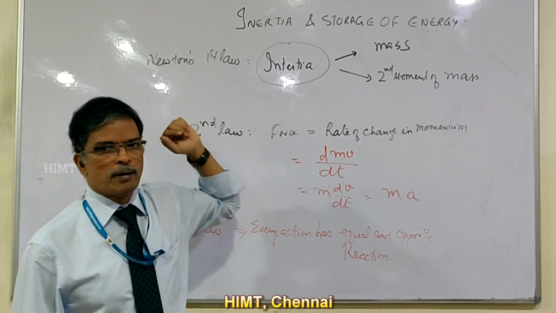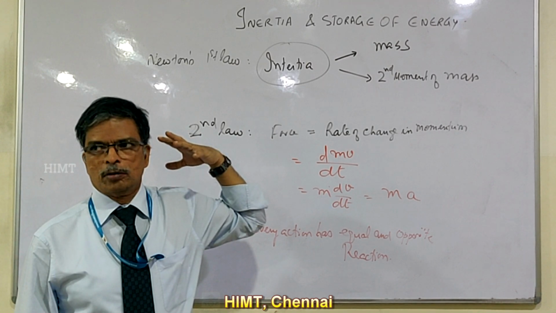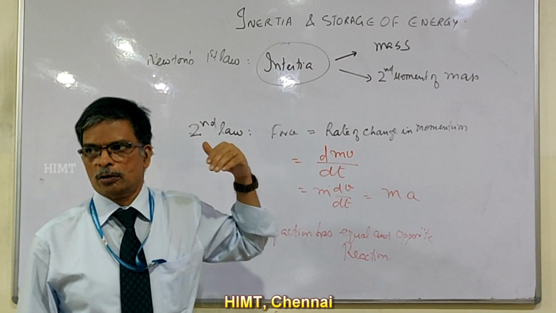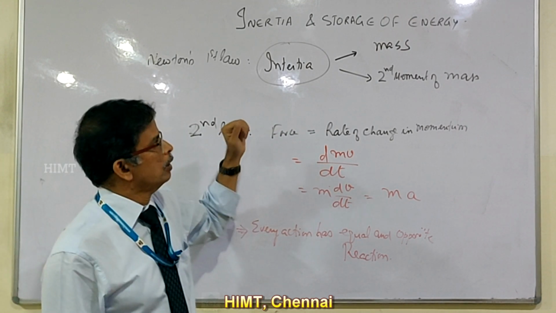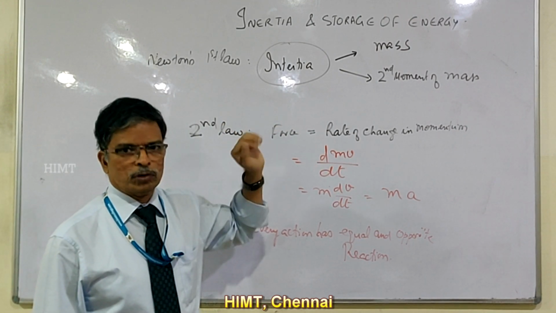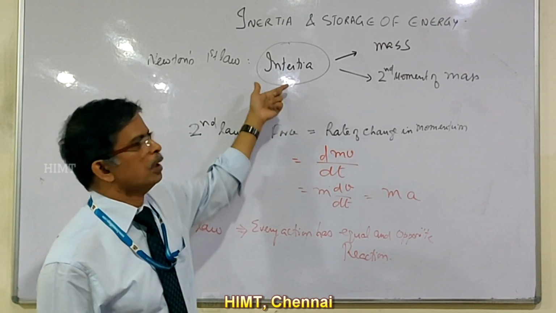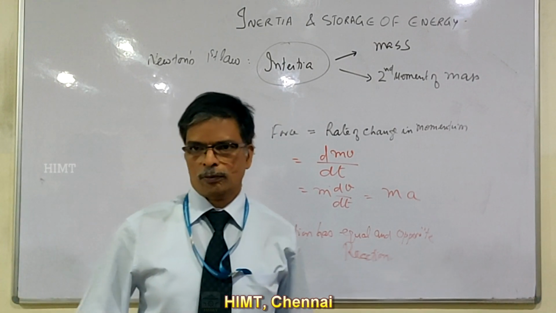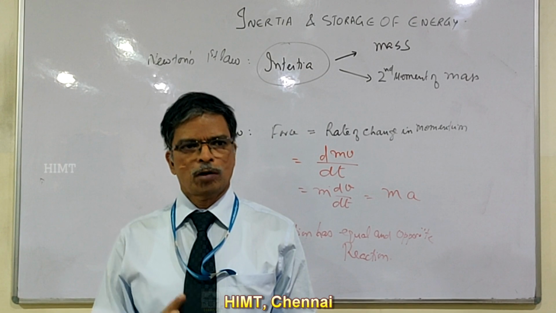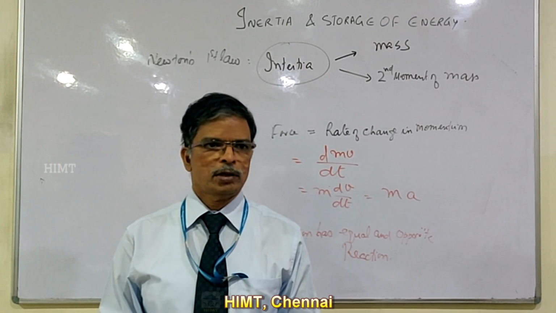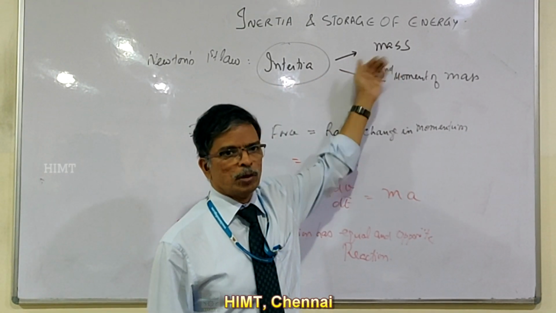Newton's first law says that an object will remain at a state of rest or uniform motion in a straight line unless it is acted on by another force. But the property which it introduces is called inertia. This nature is called inertia. Inertia means it doesn't want to change. Not wanting to change is the simple meaning of inertia. Then inertia is measured by mass of the object.